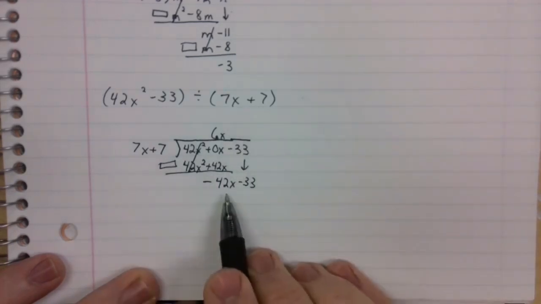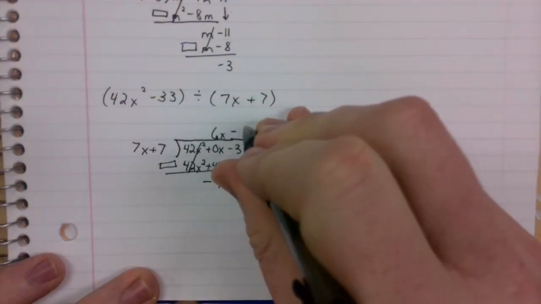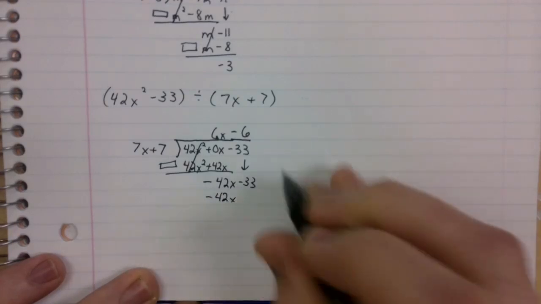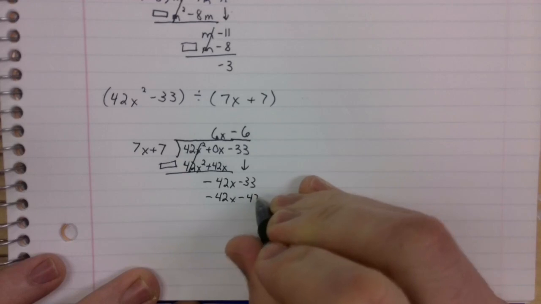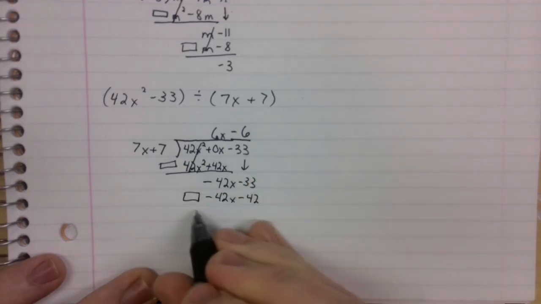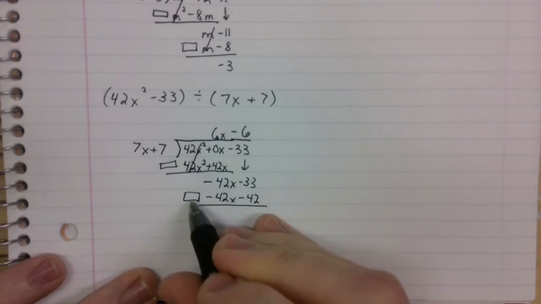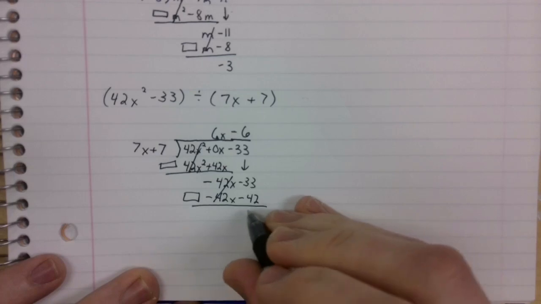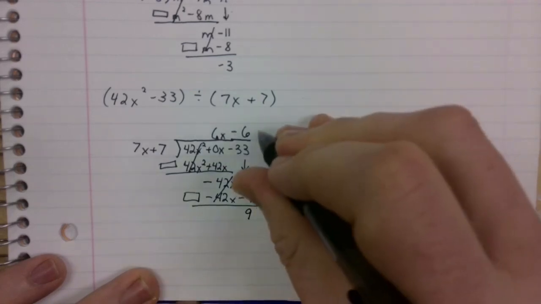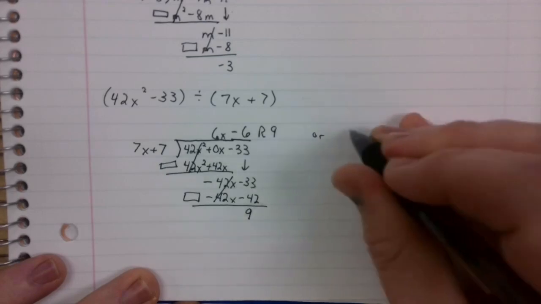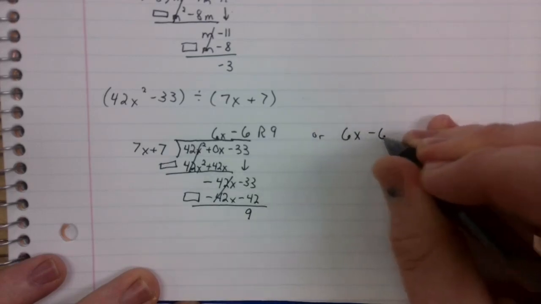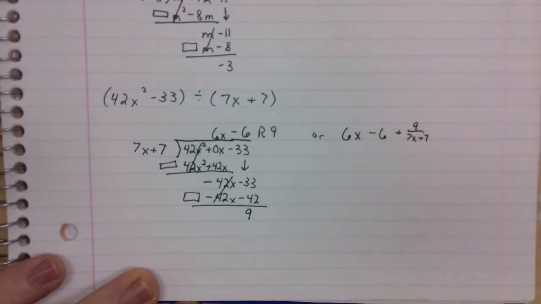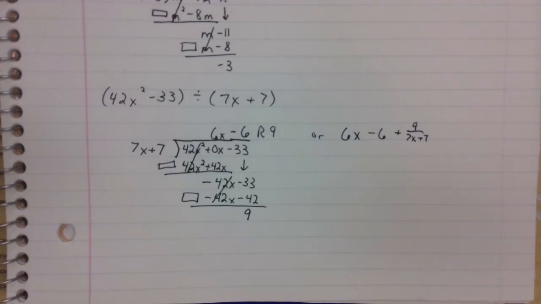And again, what times 7x gives me negative 42x? In this case, it's negative 6. Negative 6 times 7x is negative 42x. Negative 6 times 7 is negative 42. Again, subtract. Negative 42x minus negative 42x cancels. Negative 33 minus negative 42 is going to be positive 9. So I get a remainder of 9, or I can write that as 6x minus 6 plus 9 over 7x plus 7. Okay? So again, hopefully not too bad.